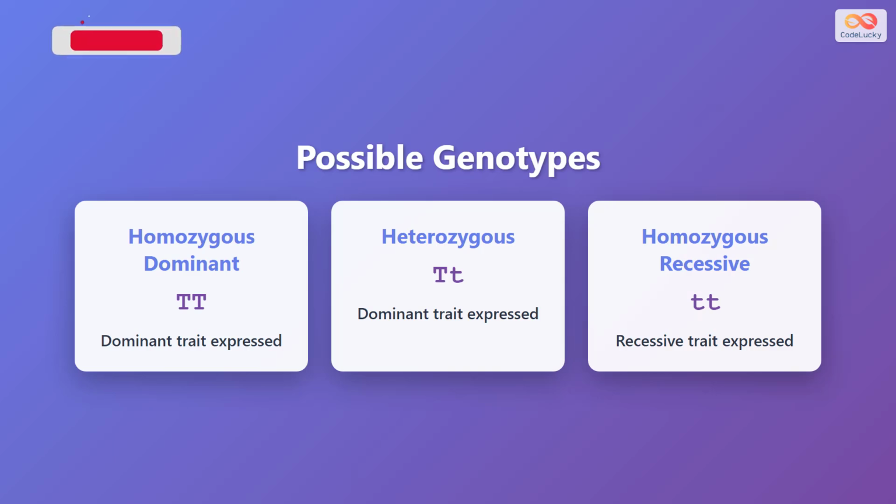There are three possible genotype combinations for any trait. Homozygous dominant, written as capital T capital T, results in the dominant trait being expressed. Heterozygous, written as capital T lowercase t, also expresses the dominant trait because one dominant allele is enough. Homozygous recessive, written as lowercase t lowercase t, is the only combination where the recessive trait appears, since no dominant allele is present to mask it.